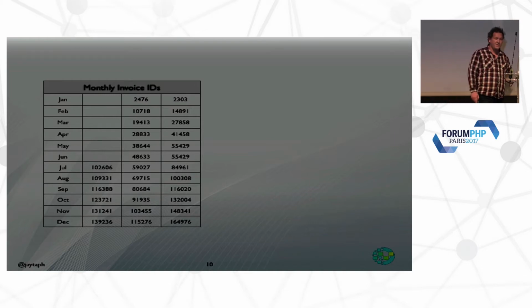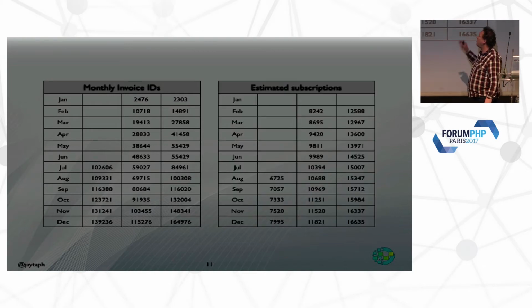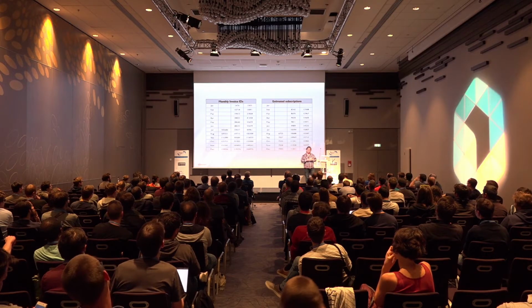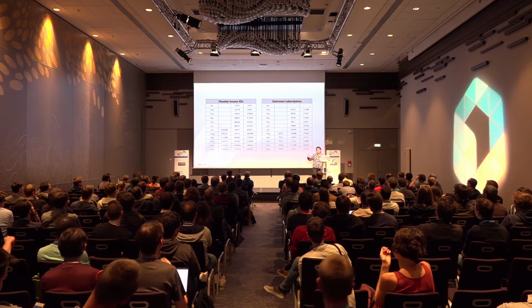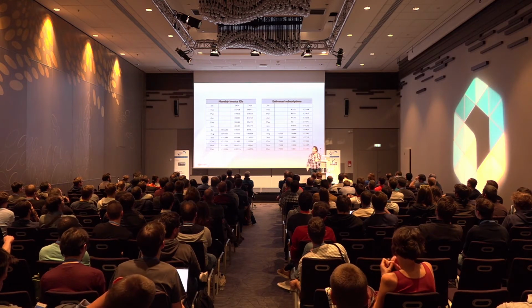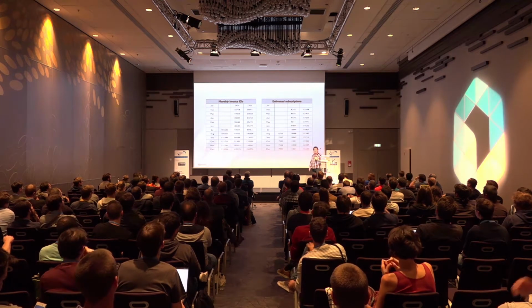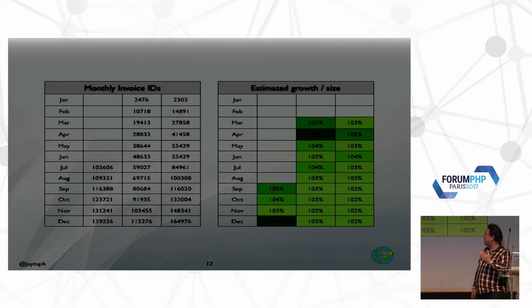If I take this information and compute the differences between each month, I see that in August the difference is 6,700, in September 7,000, then 7,300, etc. So the differences are increasing, meaning they get more people and need to do more invoices. If we put that into percentages, I get something like this.